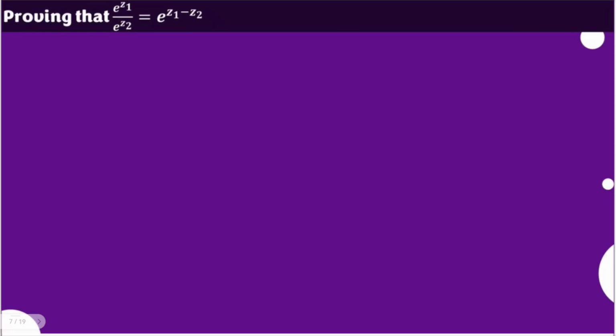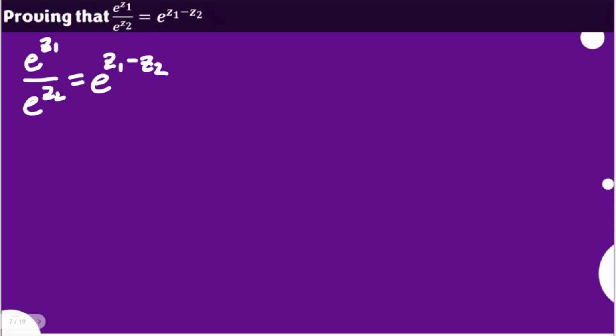Let's prove this next identity for our exponential function for complex numbers. We are given here that the quotient of e to the power of z sub 1 and e to the power of z sub 2 is actually e to the power of the difference of the exponents of our numerator and denominator. This is similar to the division law or the quotient rule for exponents for real numbers.